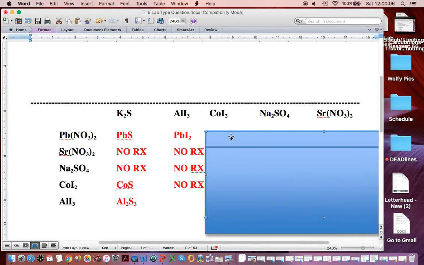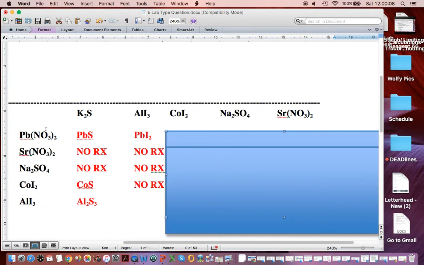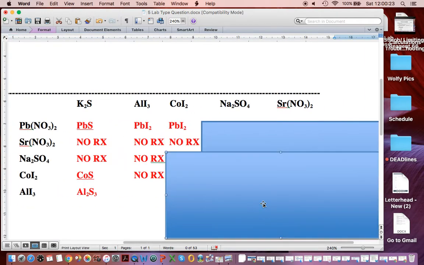And the thing jumps around on me again. And I say, hey, Pb and I2, aha. So Pb and I2, that definitely is a precipitate. It was a precipitate here as well. Strontium and iodide, nope. And we know cobalt and nitrate can't be a precipitate. Come on. So that's a no reaction.